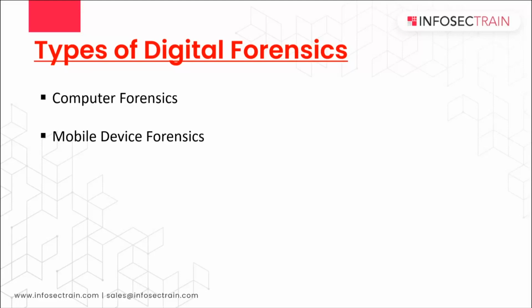Like in 2016, the FBI requested Apple's assistance in unlocking an iPhone used by one of the San Bernardino shooters. Mobile device forensics played a key role in analyzing the device to extract data relevant to the investigation. So the FBI got the mobile of the shooter, and they asked Apple to find out the password for that particular Apple device.